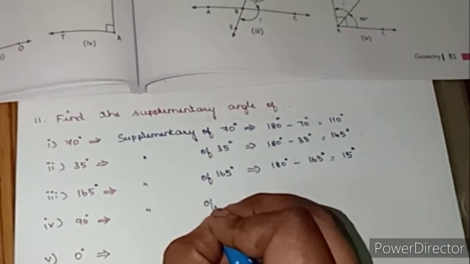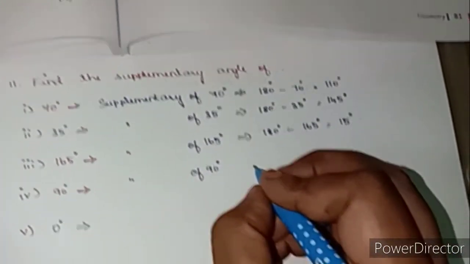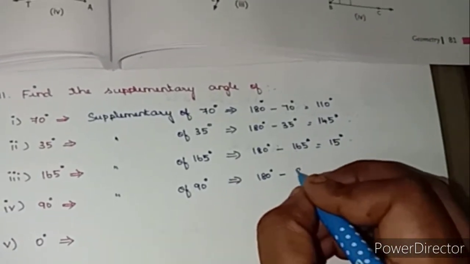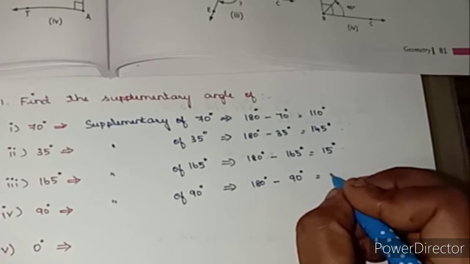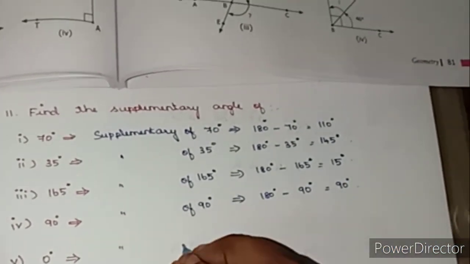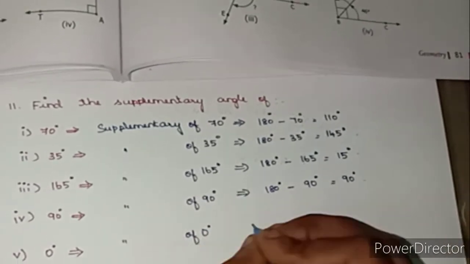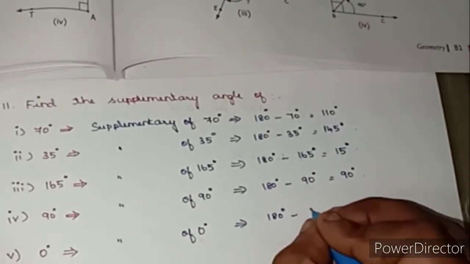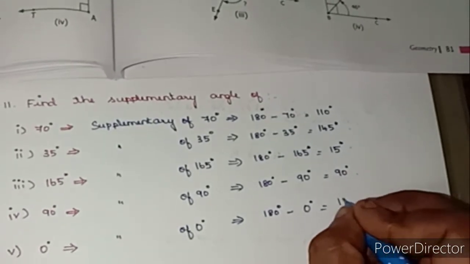Supplementary of 90 degree is equal to 180 degree minus 90 degree, which is equal to 90 degree. Again, supplementary of 0 degree is equal to 180 degree minus 0 degree, which is equal to 180 degree.